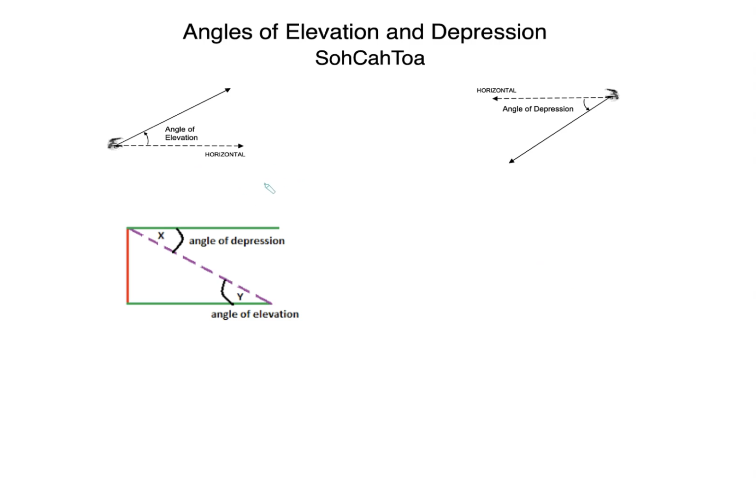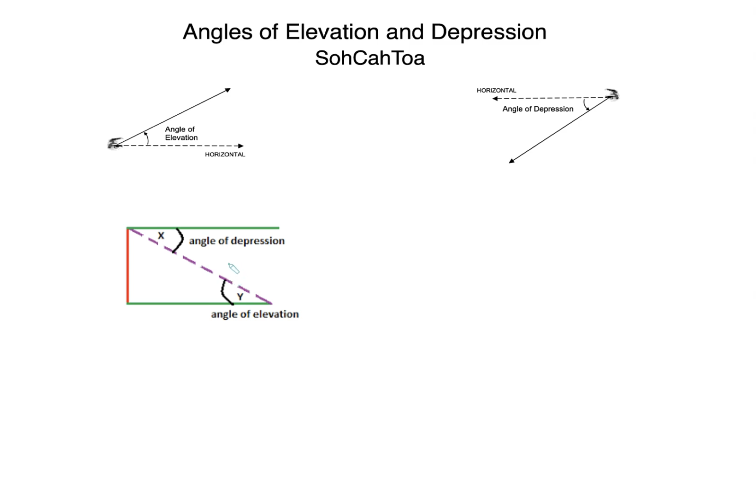Today we're going to look at word problems that involve angles of elevation and depression. Now, when you have to solve these types of problems, you're going to use SOHCAHTOA. Now, let's talk about where is your angle of elevation and where is your angle of depression. The easiest way to think of angle of elevation is if you have to look up at an object, while angle of depression is if you have to look down at an object.